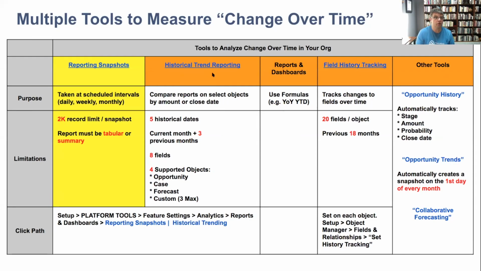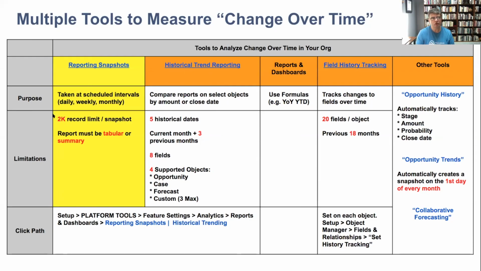There's historical trend reporting, but again, limitations. You can only do the current month and go back to the previous 3. You can only pick 5 dates. You can only have 8 fields, and you only have 4 objects that are supported. And then you have reporting snapshots.